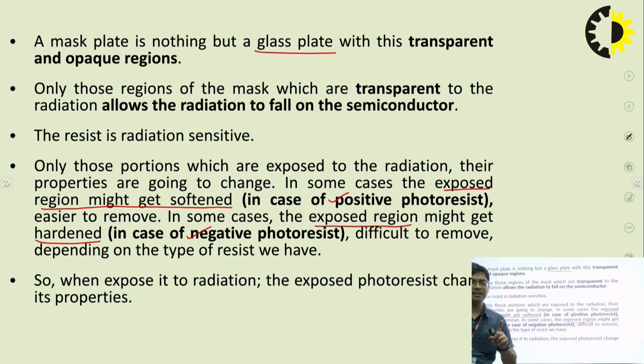In positive photoresist, the exposed areas get softened, and in negative photoresist the exposed areas get hardened. Now, what is the consequence of changing the properties of the photoresist? Means when it gets softened, what happens, and when it gets hardened, then what happens? How is it useful? That is what we are going to discuss next.